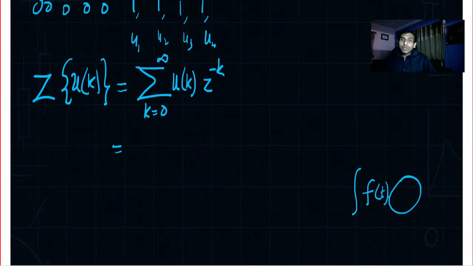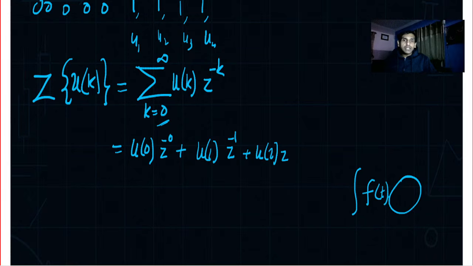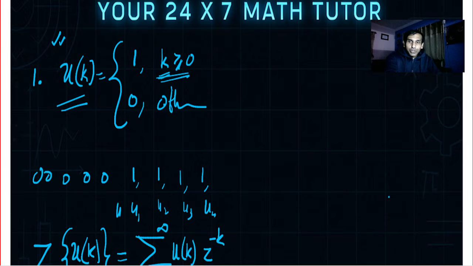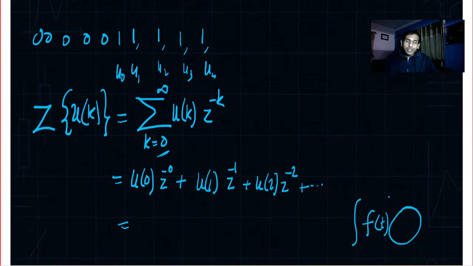Okay, so this goes like u of 0 multiplied by z to the power minus 0 plus, because sigma means plus plus plus, and this is the counter, and u of 1 z to the power minus 1 plus u of 2 z to the power minus 2 plus etc. Now, according to the question, k greater than or equal to 0. So u of 0 is also given 1. So can you say 1 multiplied by 1 plus 1 multiplied by 1 by z plus 1 multiplied by 1 by z square.